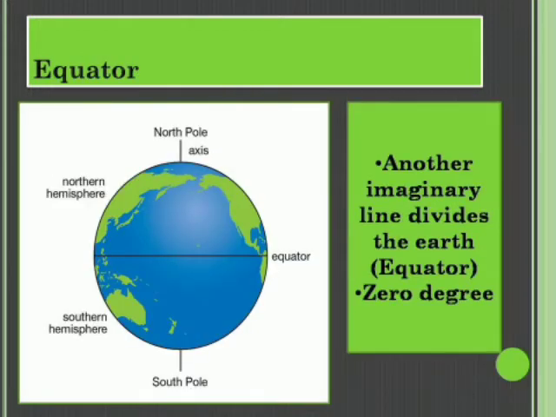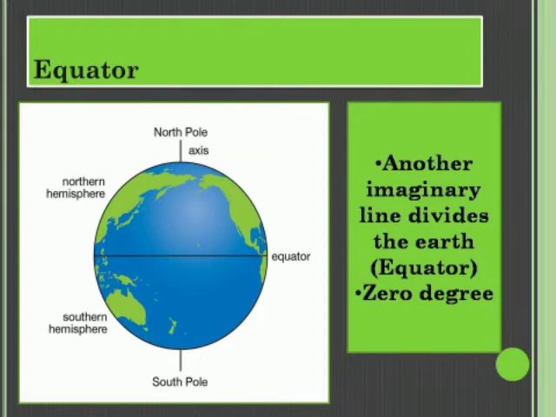See the next slide, children. See another imaginary line running on the globe divides it into two equal parts. This line we call the equator. It lies at the degree of 0. And also see that the north part of the earth we call the northern hemisphere. The lower part we call the southern hemisphere.